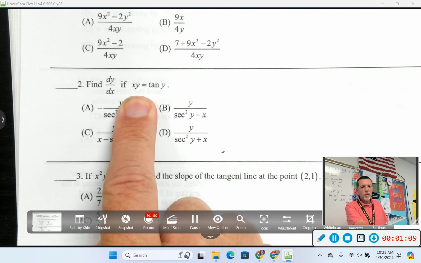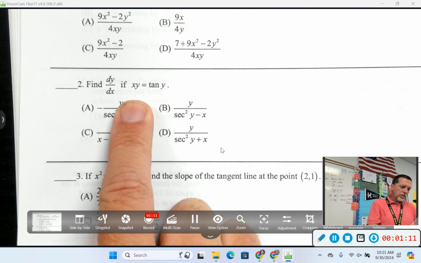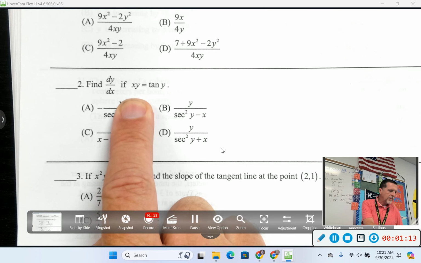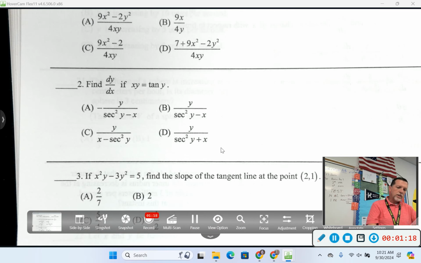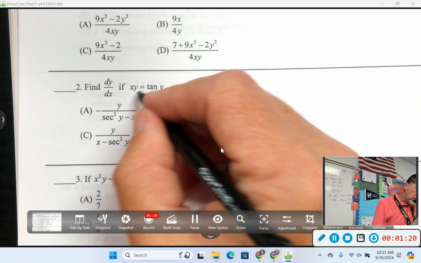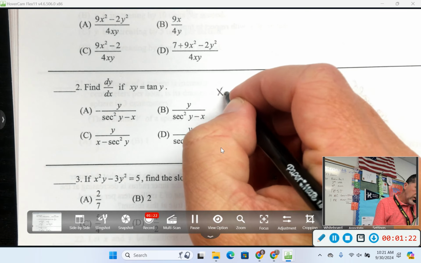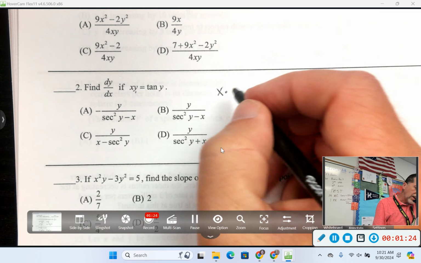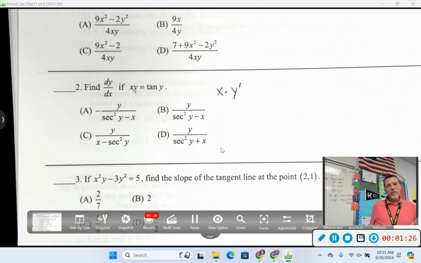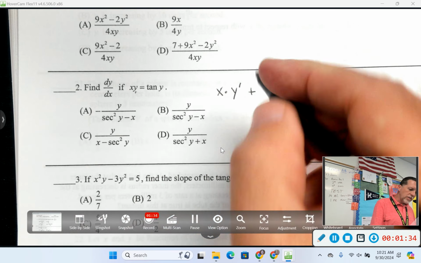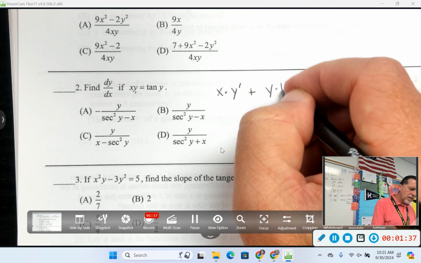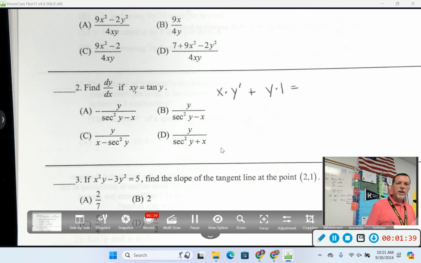Okay, so xy equals tangent of y. So what's it going to take on the left-hand side here? What rule am I thinking about first? Product rule. So that would be the first times the derivative of the second. It feels like most of y'all have switched to y prime because it's a lot easier to write, which is okay. Plus the second times the derivative of the first, y times 1.